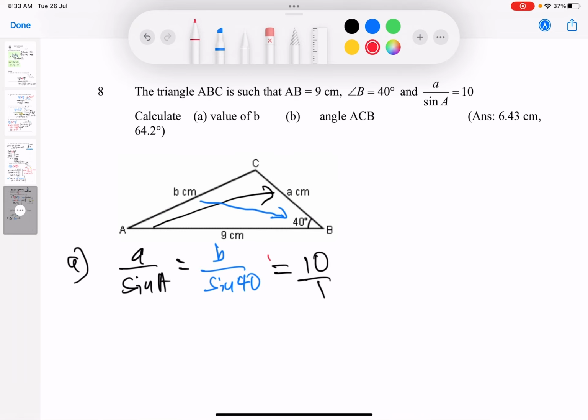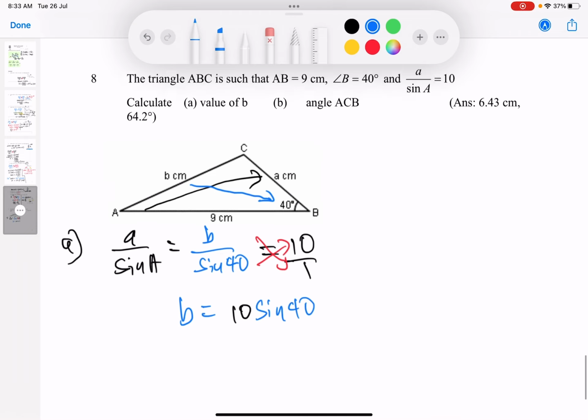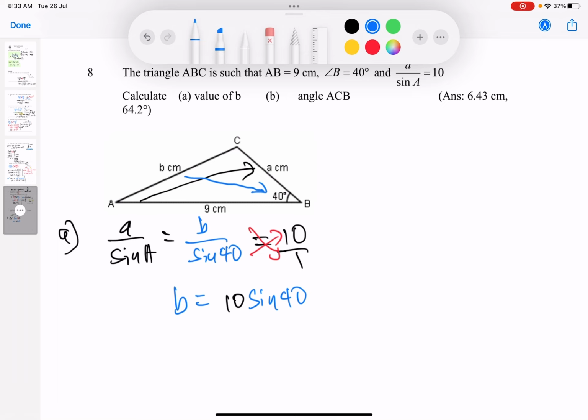Okay, so we quickly cross multiply over here. So we get B is equal to 10 sine 40. You will get 6.43 cm. We leave it to 3 significant figures.